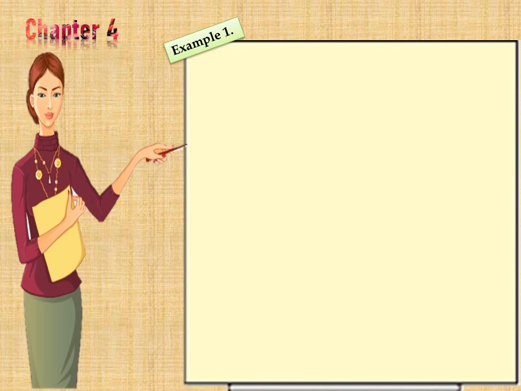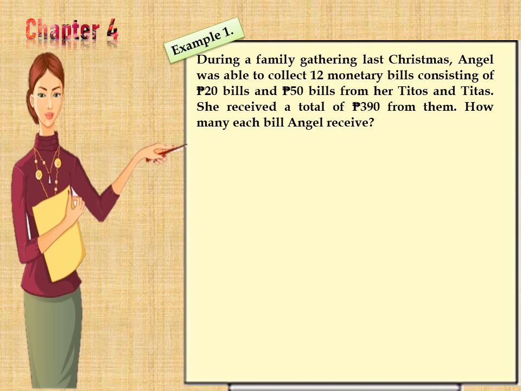For our example number 1, during a family gathering last Christmas, Angel was able to collect 12 monetary bills consisting of 20 peso bills and 50 peso bills from her titos and titas. She received a total of 390 pesos from them. How many of each bill did Angel receive? So we're going to apply here Polya's four-step problem-solving strategy.